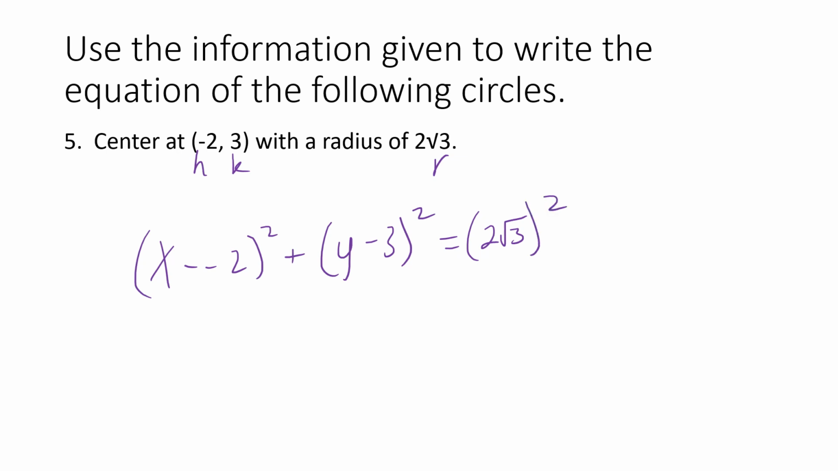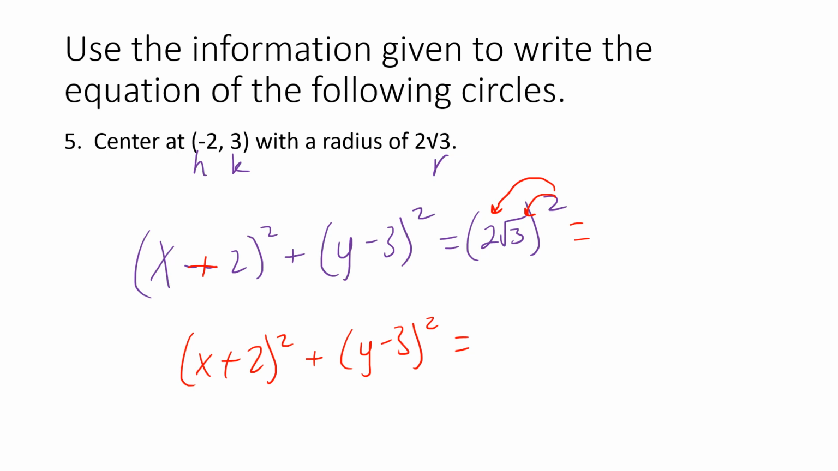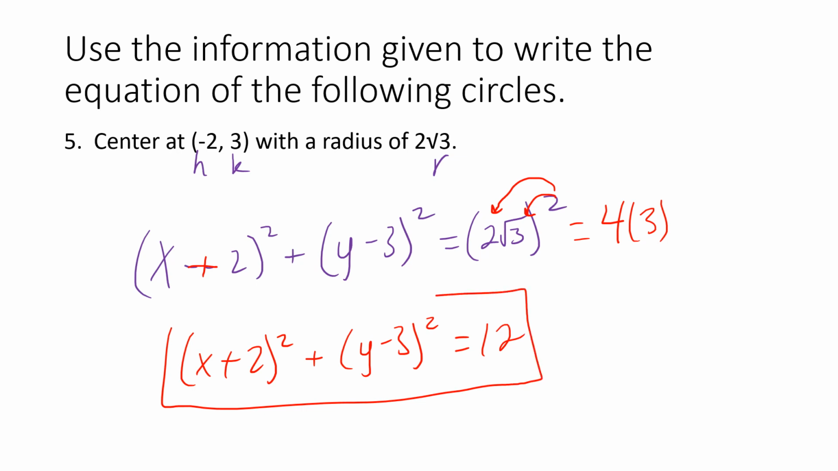Okay, so I'm going to clean this up. We have a negative times a negative makes a positive, which is why this is x plus 2 squared plus y minus 3 squared equals, and I have a power, and I'm going to distribute that power to each factor. So 2 squared equals 4. Square root of 3 squared equals 3. So therefore we get 4 times 3, which is 12. So the equation of my circle is right there.